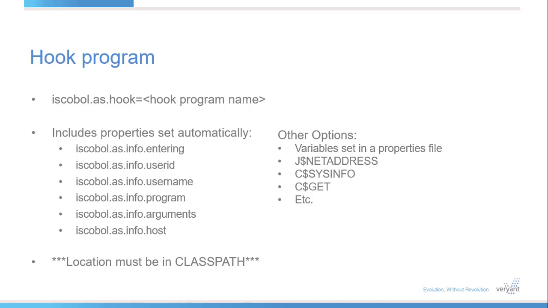Now, you can gather information for the panel's user information area from a variety of sources, including these 6 properties on the left that are set automatically, as well as variables set in the properties file, information from library routines, etc. Note that the path to the hook program must be in the class path, not the code prefix.